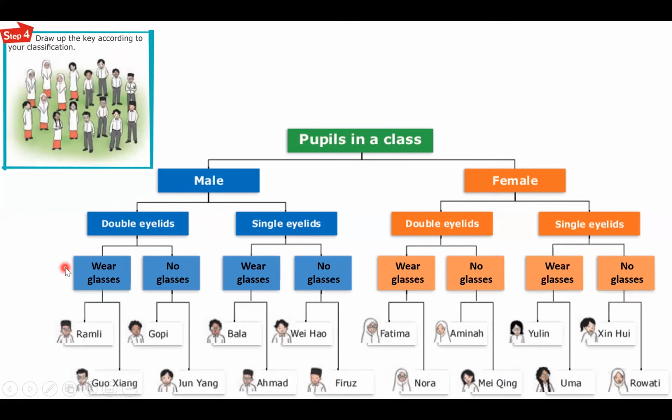And then finally, step four, draw up the key according to your classification. So you put the students where they belong. So for example, Ramli, he has double eyelids and he wears glasses, so he belongs in this class or in this group. Uma, she has single eyelids and wears glasses, so she goes into this group. So this is the complete classification key for the pupils in this class.